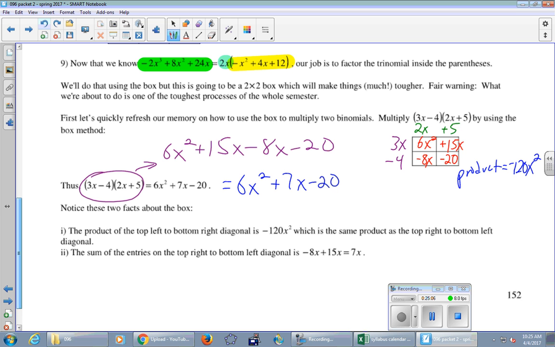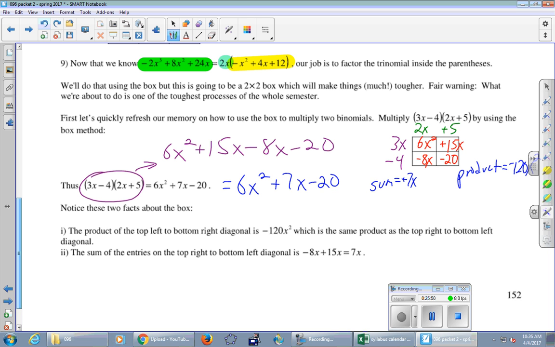The other fact, if you add the two things on this diagonal, what do you get? You get the 7x, right? Isn't that exactly how we came up with 7x? So right here, the sum is equal to 7x, right? Put a positive 7x there. Okay, so two facts. Both of the facts that I'm interested in are actually going to be the ones on this diagonal right here. That's what we're going to be focusing on. But the facts about that diagonal are that the product is negative 120x squared and the sum is 7x. Agree? And here's the idea.